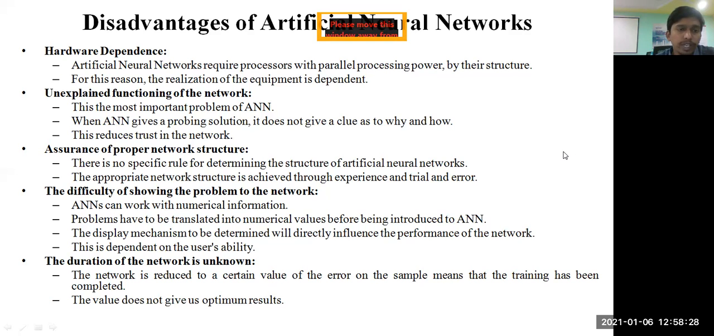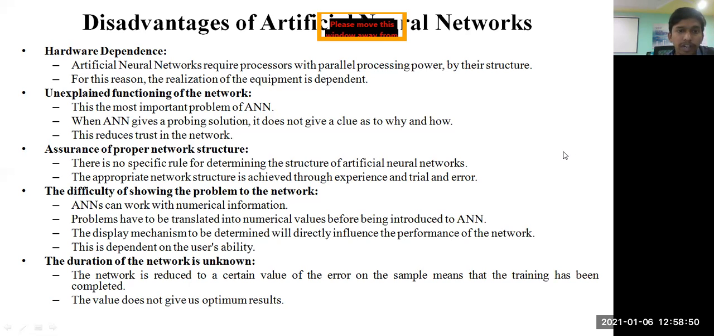The first one is hardware dependence. Basically, ANN needs high computation, parallel processing mechanisms or workstation type models because of the high end processing of their structure. For this reason, the realization of the equipment is dependent. Because you need high end machines, they are hardware dependent.